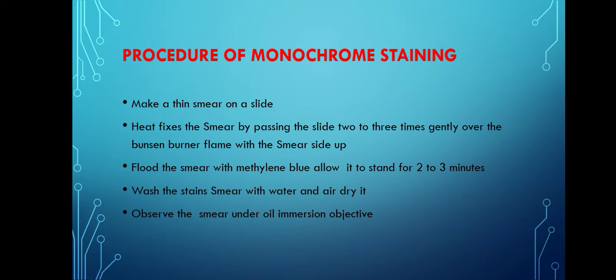What is the procedure of monochrome staining? Firstly, we have to make a thin smear on a clean glass slide. Then we have to heat fix the smear by passing the slide 2 to 3 times gently over the Bunsen burner flame with the smear side up. Flood the smear with methylene blue. Allow it to stand for 2 to 3 minutes. Wash the stained smear with water and air dry it.